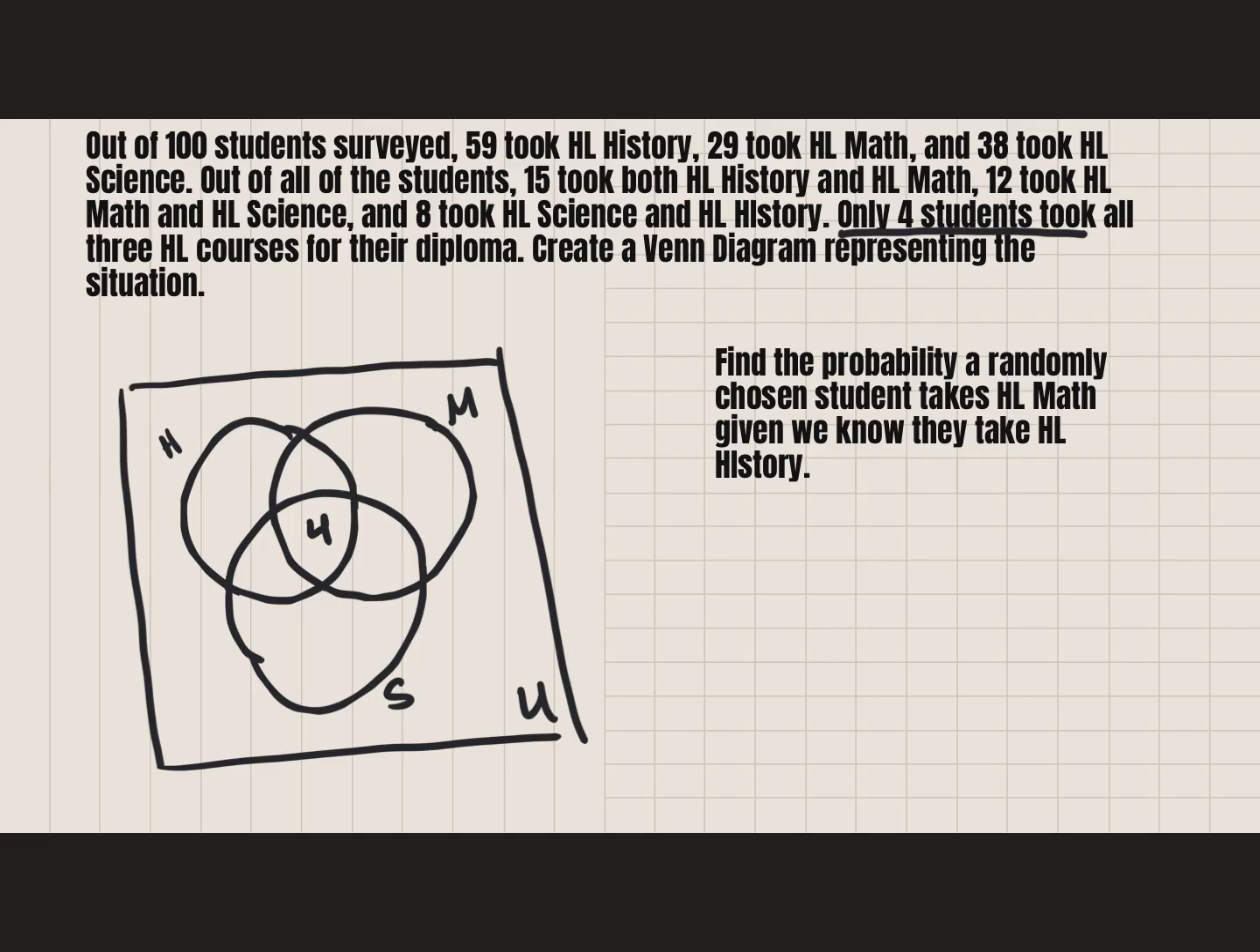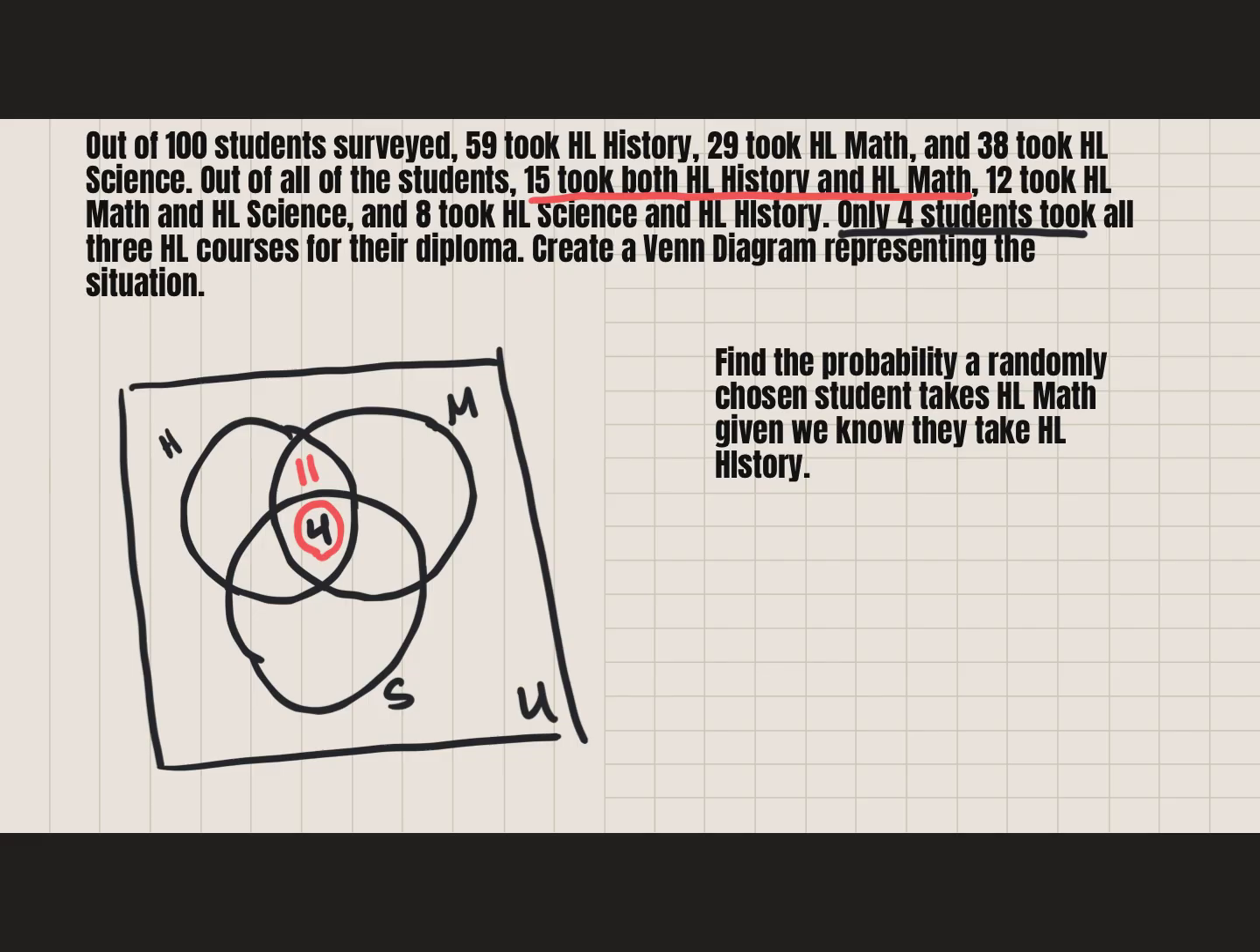From there, I kind of branch out. So I know from the other information given to me that 15 took both HL history and HL math. The issue is, those 15 students already include the 4 that we have here in the middle, okay? So if I know 4 of those students took all 3 courses, well then out of those 15, there's only 11 that exclusively took history and math. And I put that in just where those circles for math and history overlap, outside the very middle.